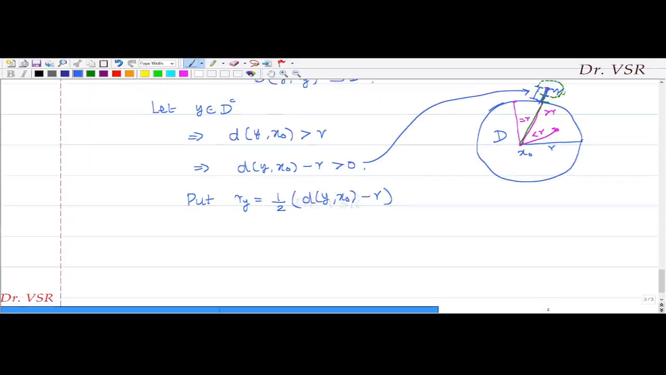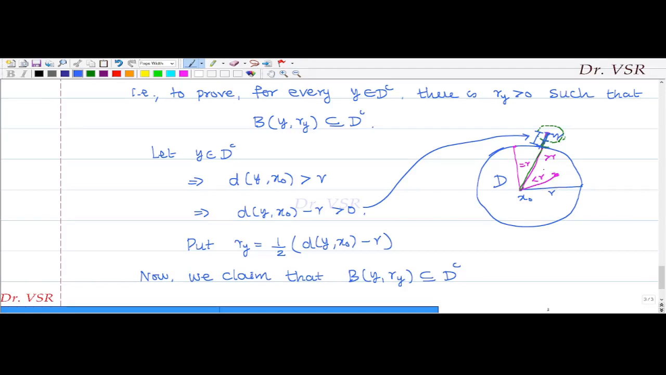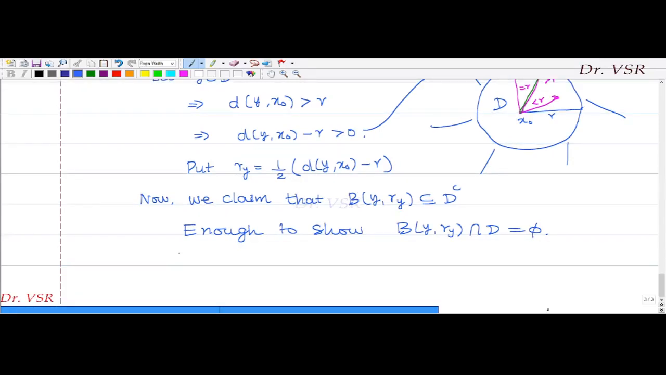Now we claim that the ball with the center y and radius r suffix y is contained in D complement. It will lie inside D complement, correct? This is D, and the outside part is D complement. This is D complement. So we are saying it lies inside D complement. To say this, it is enough to show that the ball with the center y and radius r suffix y intersection with D is equal to empty.